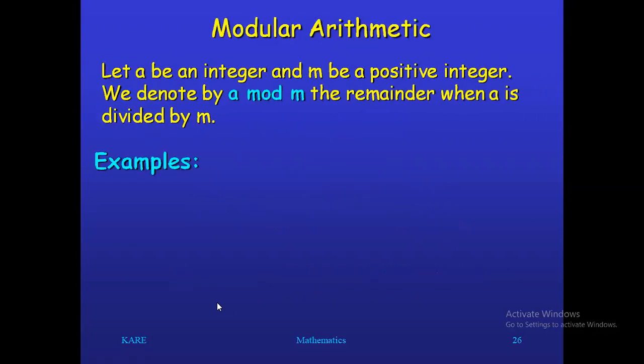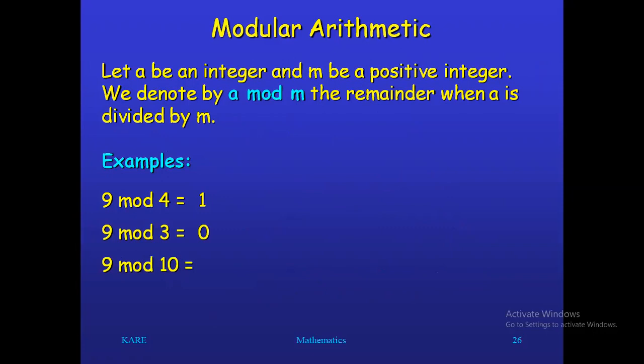And modular arithmetic, you will all be studying in detail in the next unit. In terms of congruences, you'll be studying a lot. Let A be an integer and M be a positive integer. We denote A mod M, the remainder when A is divided by M. That is, we'll be writing it as A mod M is equal to the remainder when A is divided by M.